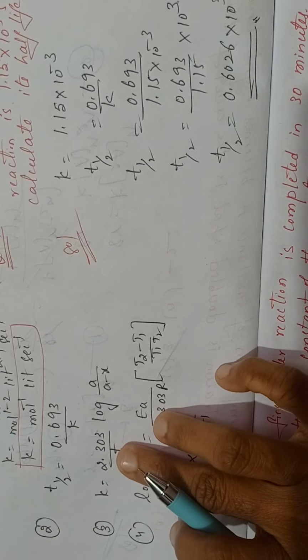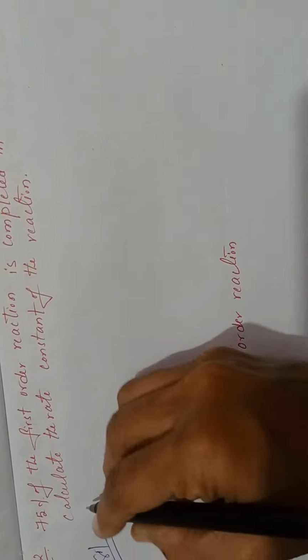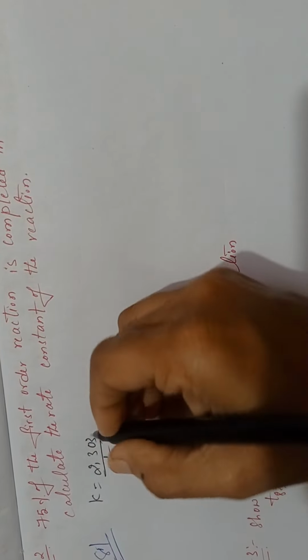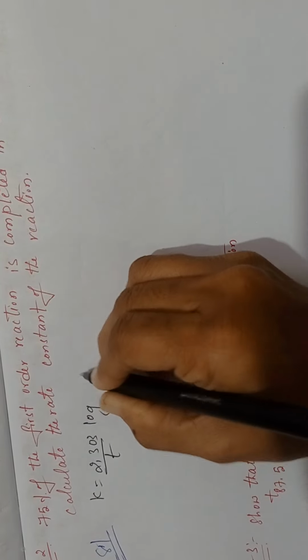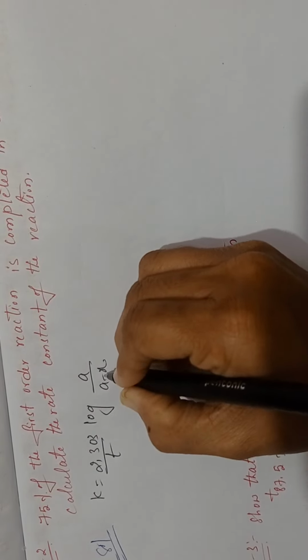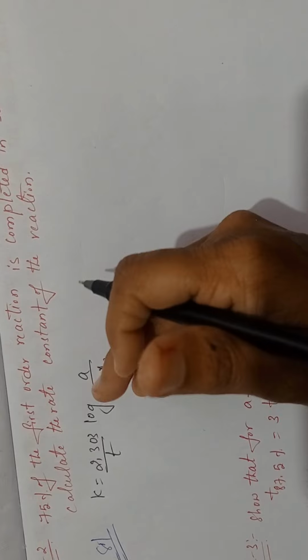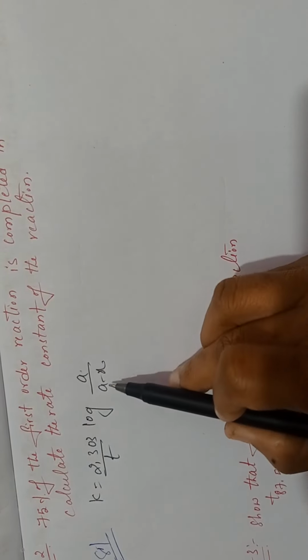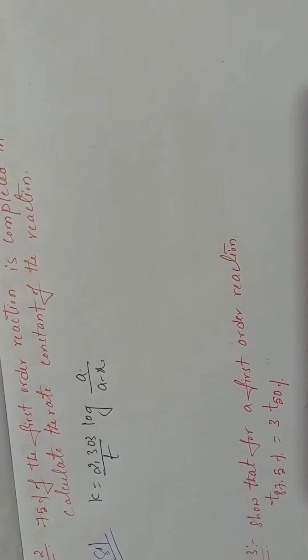You should use this formula: K is equal to 2.303 by T into logarithm of a by a minus x. Are you clear on this? We should use this formula. Here a is the initial concentration of the reactant, and a minus x is the final concentration of the reactant, students.